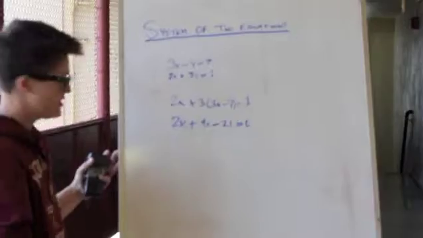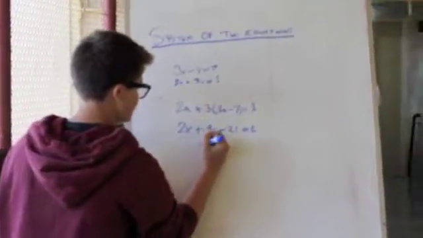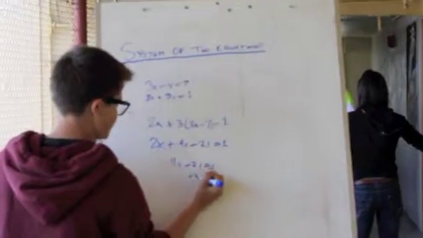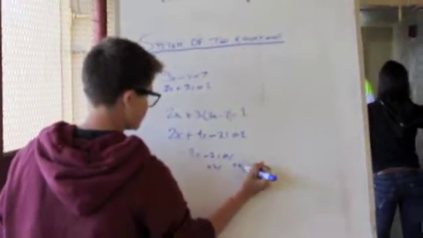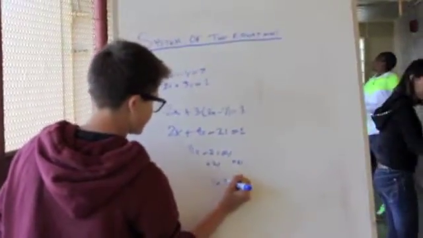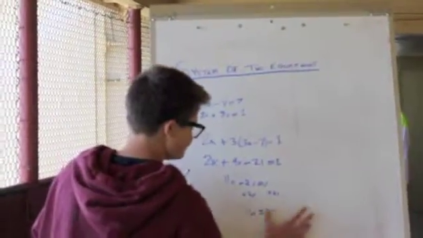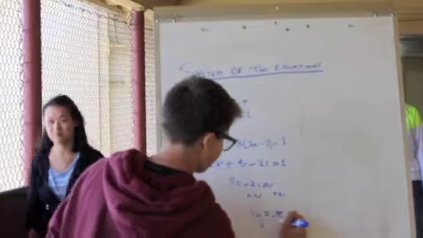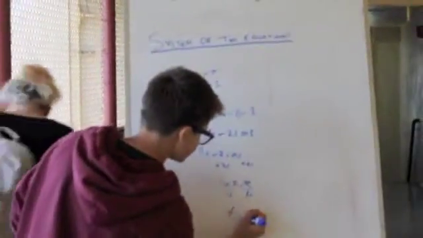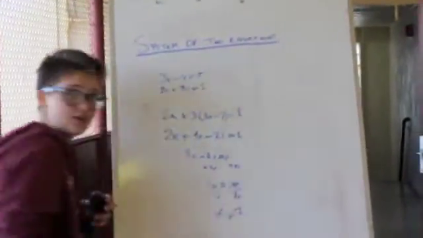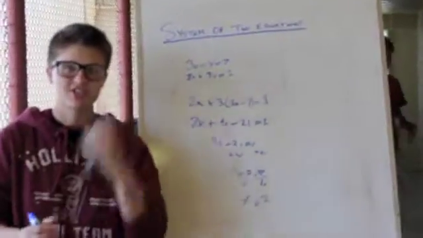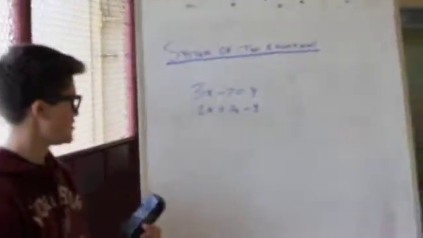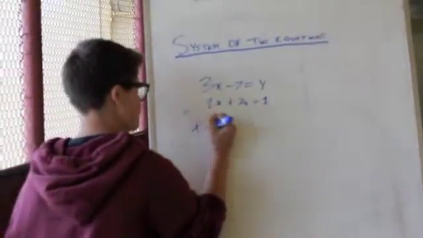Then you just go ahead and add that equation. So 11x minus 21 equals 1. Add 21 to both sides. 11x equals 22. Divide by 11, and x equals 2. So that is the x portion of our equation.